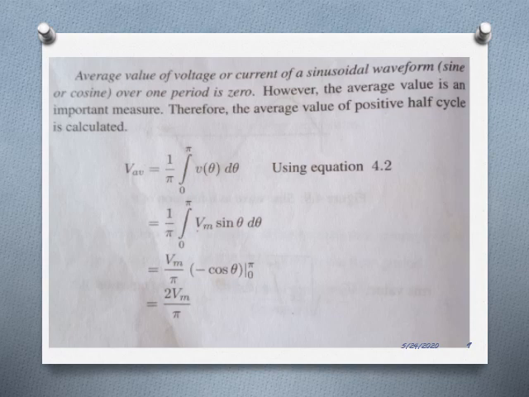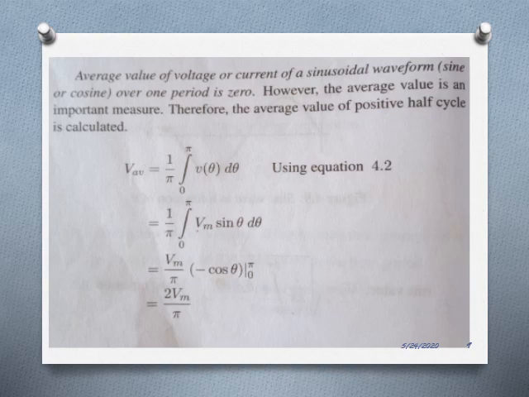The equation of the average value thus becomes V average is equal to 1 by pi. The full time period was 2 pi, but we are calculating it for half cycle or half time period. So it becomes 1 by pi integral 0 to pi V of theta d theta. V of theta is what we have calculated earlier, Vm sin theta. So substitute that, the equation becomes 1 by pi integral 0 to pi Vm sin theta d theta.